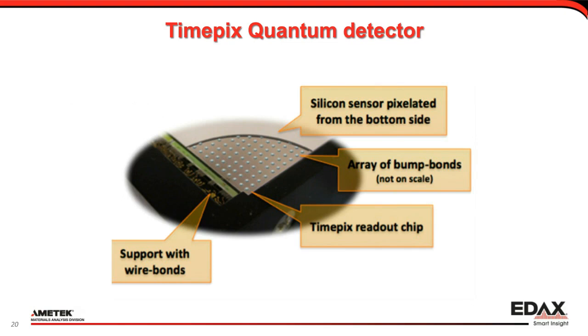Now, just a little close-up of the detector itself. On the top of the image, you can see the silicon sensor itself. It has a very thin aluminum coating to block light, and that's where the electrons hit the detector. It's pixelated on the bottom side, and those pixels are connected to the Timepix chip underneath. And then, of course, you've got some wiring, etc., to take the signal out.